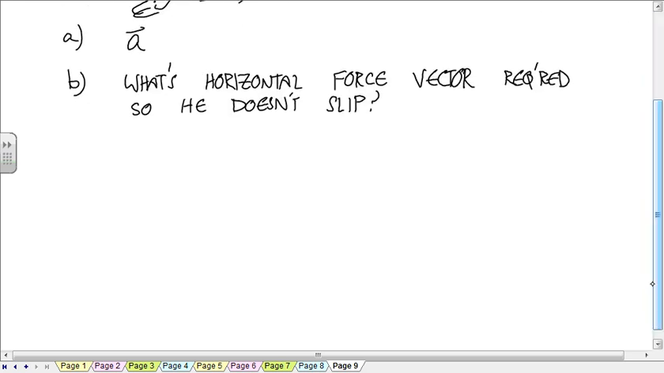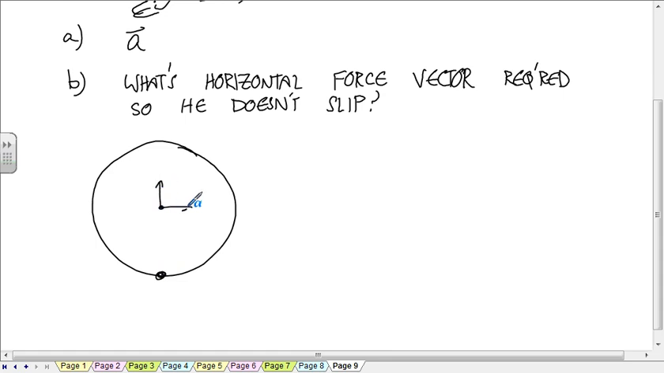So what view do we want to take for this one? Yeah, top view. Yep. And I guess I'll do the calculation for this point. The coordinate system looks like this. The centripetal acceleration vector points from here toward the center. And we know the magnitude of that because we know the speed and the radius. So we have 2 squared over 2, so 2 meters per second squared.